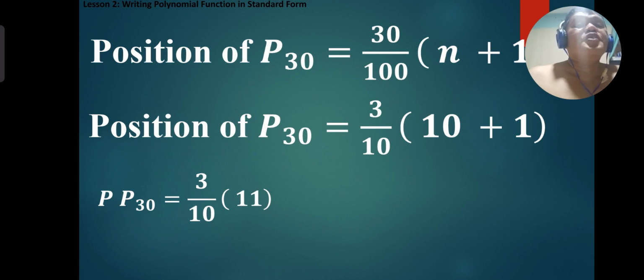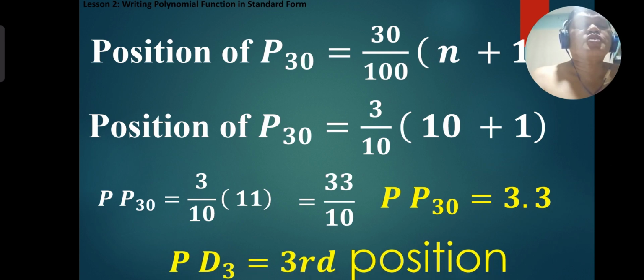And we have 30 over 100, which is just the same as 3 over 10, right? When you cancel 0 and 0, the remaining numbers are 3 in the numerator and 10 in the denominator. So the position of the 30th percentile is equal to 3 over 10 times quantity 10 plus 1, where n is equal to 10. So we have 3 over 10 times 11, which is 33 over 10, and that would be 3.3. So the 30th percentile is in the third position. It's not d sub 3, but that is p sub 30, the 30th percentile, in the third position.